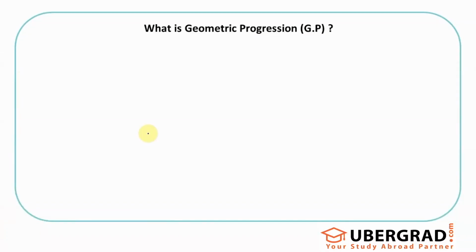First, let's try to understand what is geometric progression. So there is a series that's given. We need to understand if this series can be called a geometric progression, or does it follow the geometric progression. Let's look at an example series which is a geometric progression: 1, 2, 4, 8, 16, 32, etc.